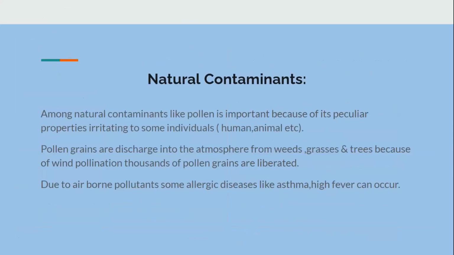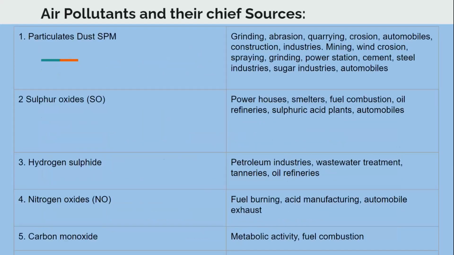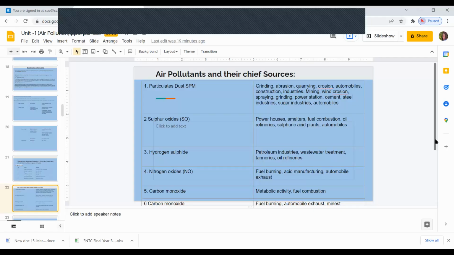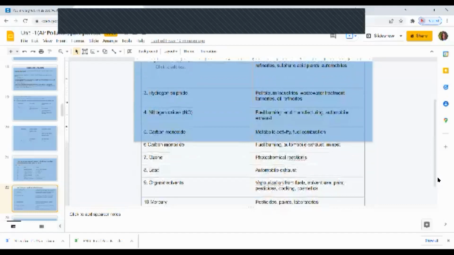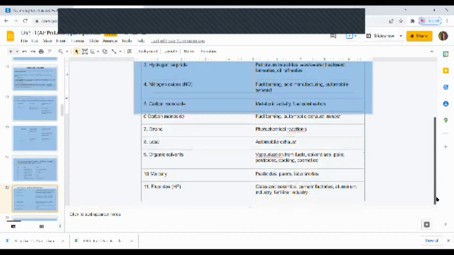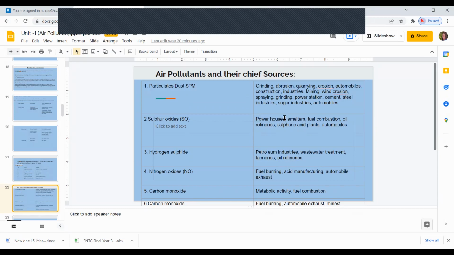So this table shows the major air pollutants and their origin. It means their sources, from where they originate. So the first one is particulates, dust, solid particulate matter.